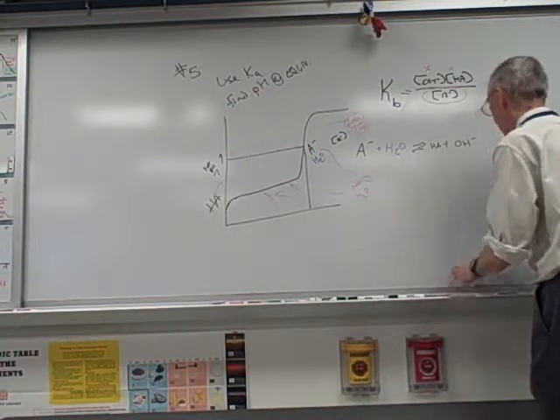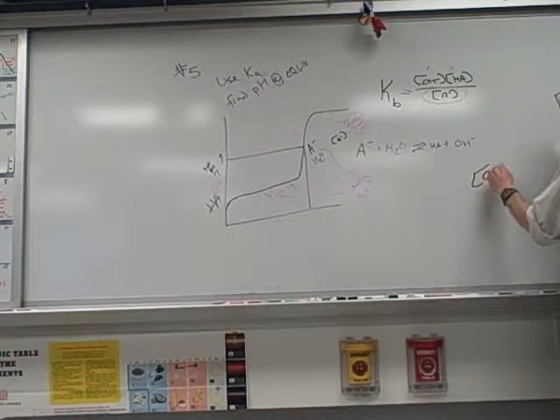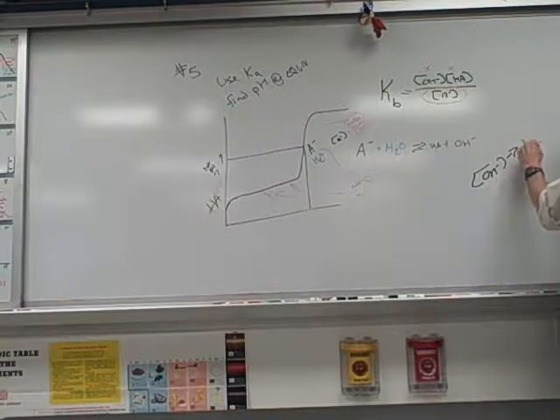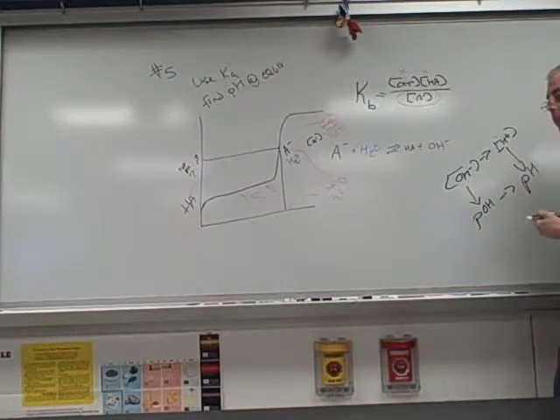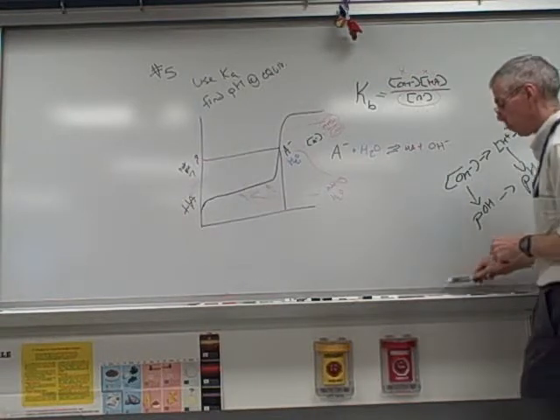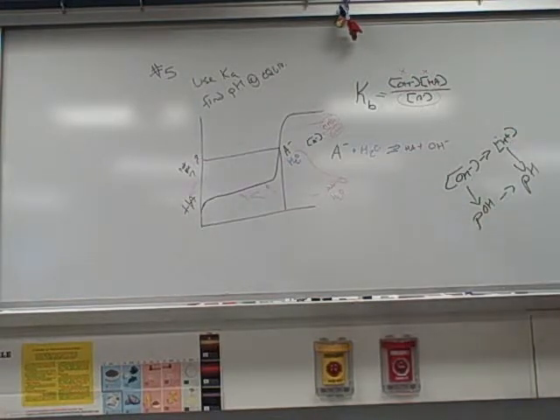And then, of course, once you've got the OH-, you can either go to the H+, to the pH, or you're going to go to the pOH, and you're going to go to the pH. Okay? So that's number 5 on the lab. Hopefully that's helpful.